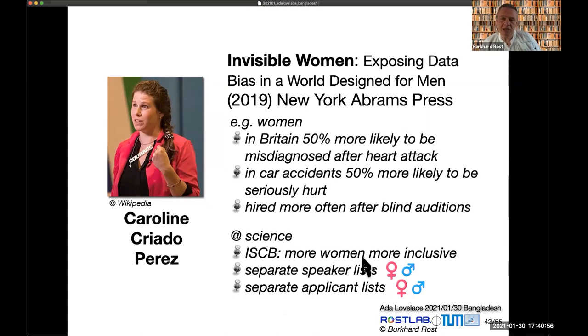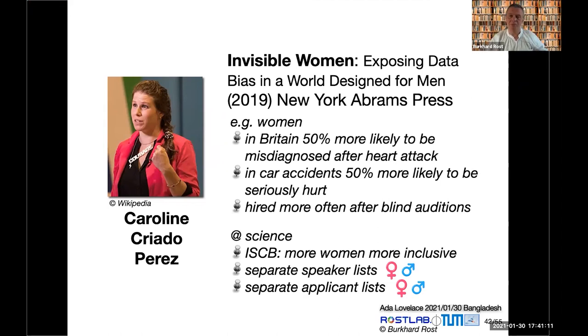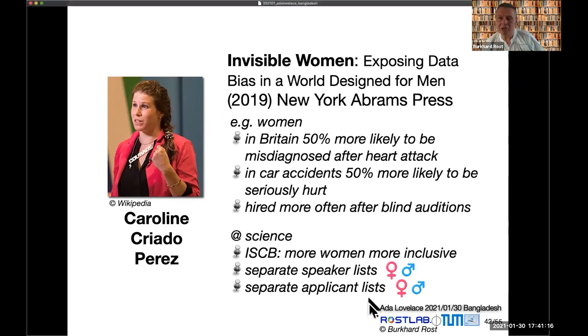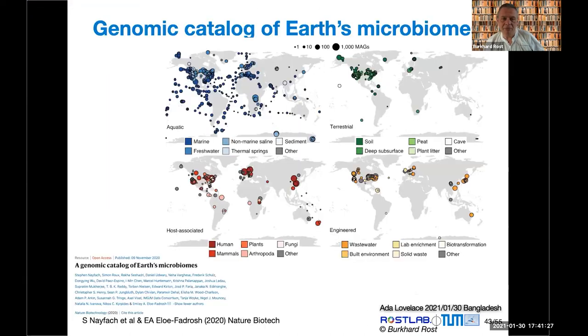One way of doing that is to have separate speaker lists, a list for women speakers and male speakers. What we are now doing is separate applicant lists. So when we have applications for professor positions, we have one for women and one for men, and we simply separate them out. In the end, we bring them together, and then there's a higher chance to get women into the game. There are many of these examples. Many things have to be done, and we all have to be more active.